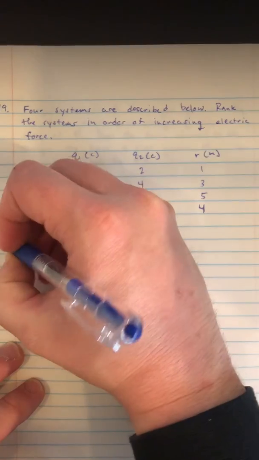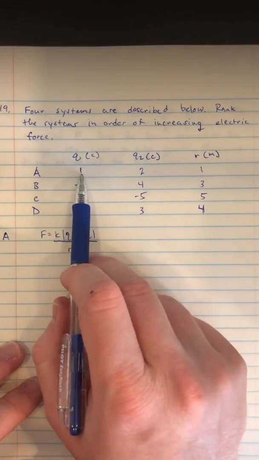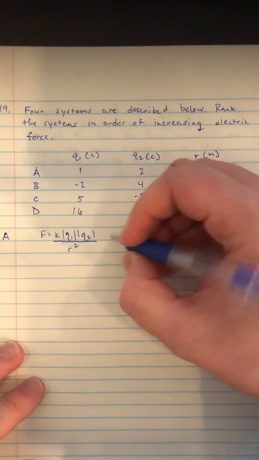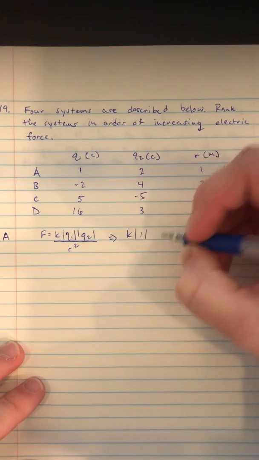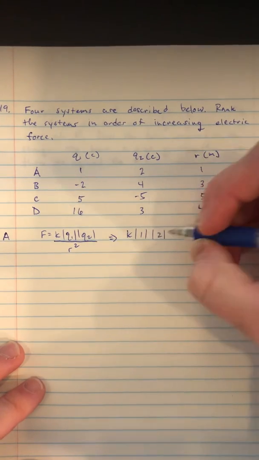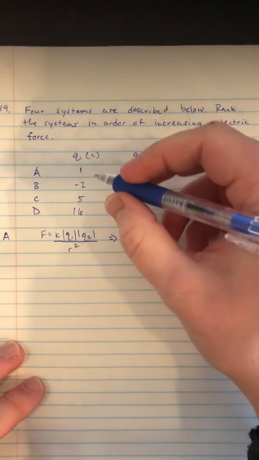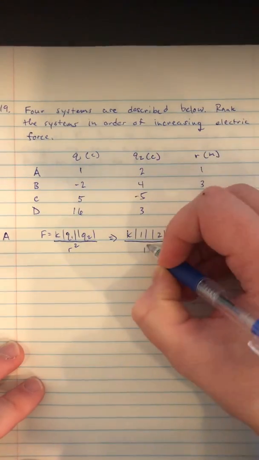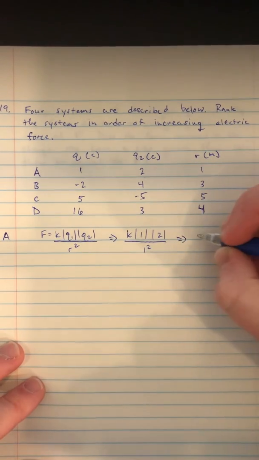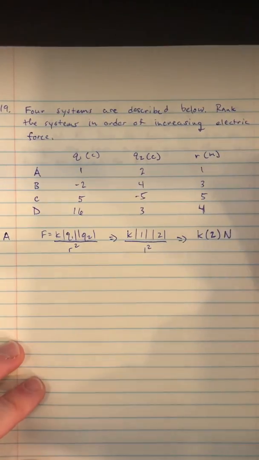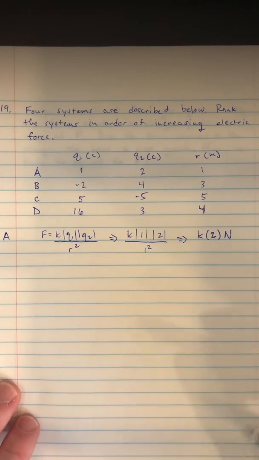So for A, let's do A first. Q1 is 1, Q2 is 2, R is 1. So we'll get K times 1 times 2 divided by 1 squared. That'll be 2 divided by 1. So we get K times 2 newtons. Again, it's not fun multiplying by K, and they're all going to have a K in them, so we don't need to worry about K. We'll just leave it in there as a variable.